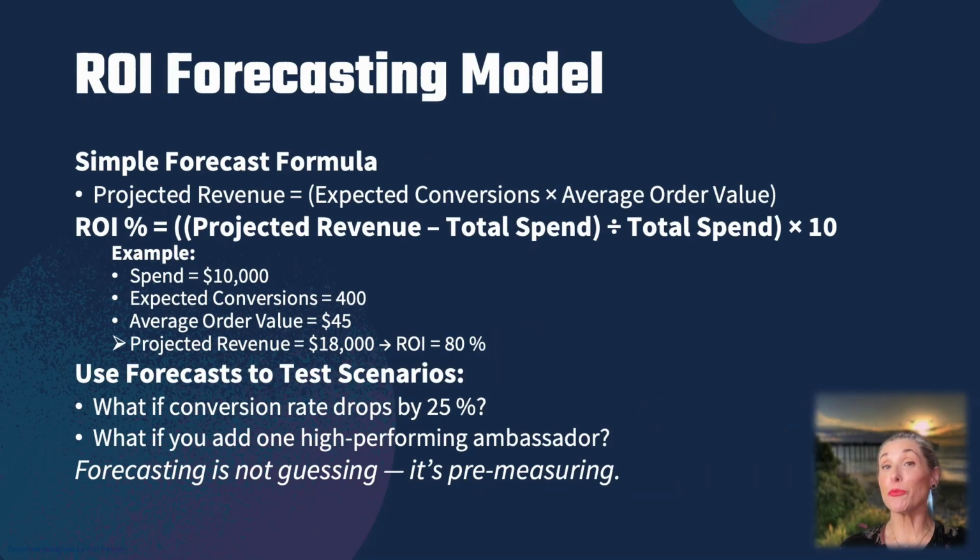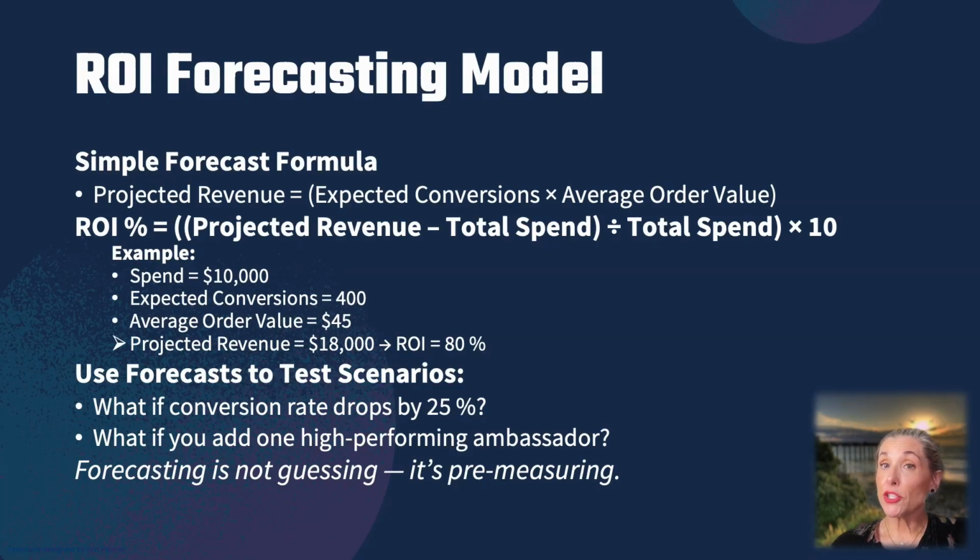This is the point where we shift from looking at past performance to shaping future outcomes. You already know the core formula. Take your projected revenue, subtract your total spend, divide by your total spend, then multiply by 100. That is your ROI. Now we take that foundation and make it actionable. Forecasting should not be guesswork, it's pre-measuring your outcomes. 2 critical levers are expected: conversions and average order value, or AOV. These numbers define what's possible before you ever spend a dollar.